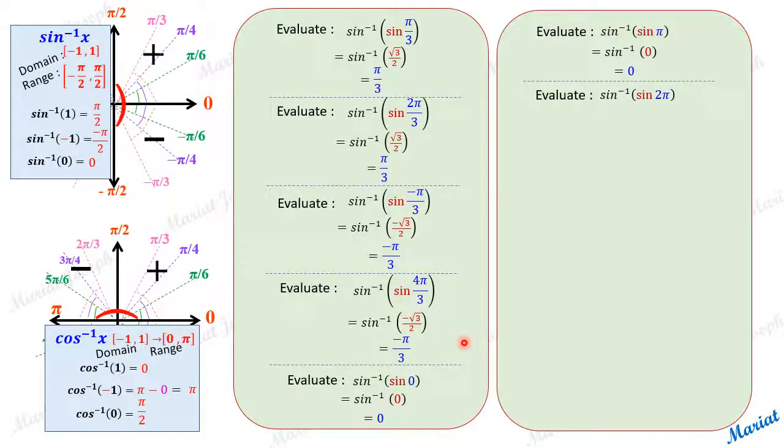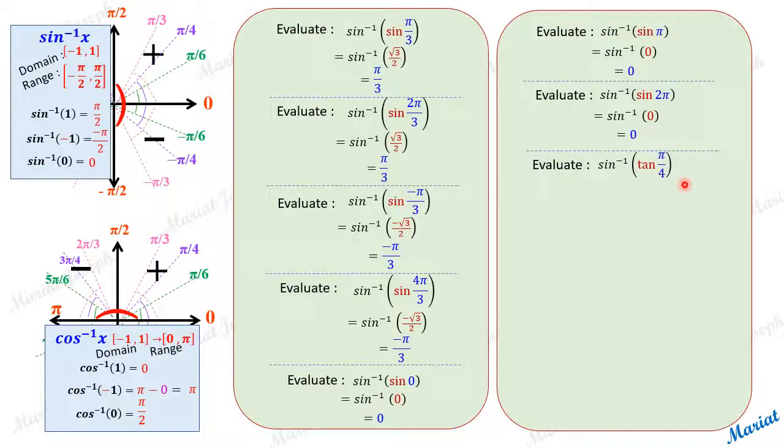Going ahead. Sine inverse of sine 0, giving priority to the bracket, sine 0 is 0, sine inverse of 0 is 0. A few more examples. Sine inverse of sine pi. Sine pi is a trigonometric value, no problem. Sine inverse only has the restriction. Sine pi is 0, so sine inverse 0 is 0. Sine inverse sine pi is 0, sine inverse sine 0 also is 0. Sine inverse of sine 2 pi: sine 2 pi is 0, sine inverse 0 is 0.